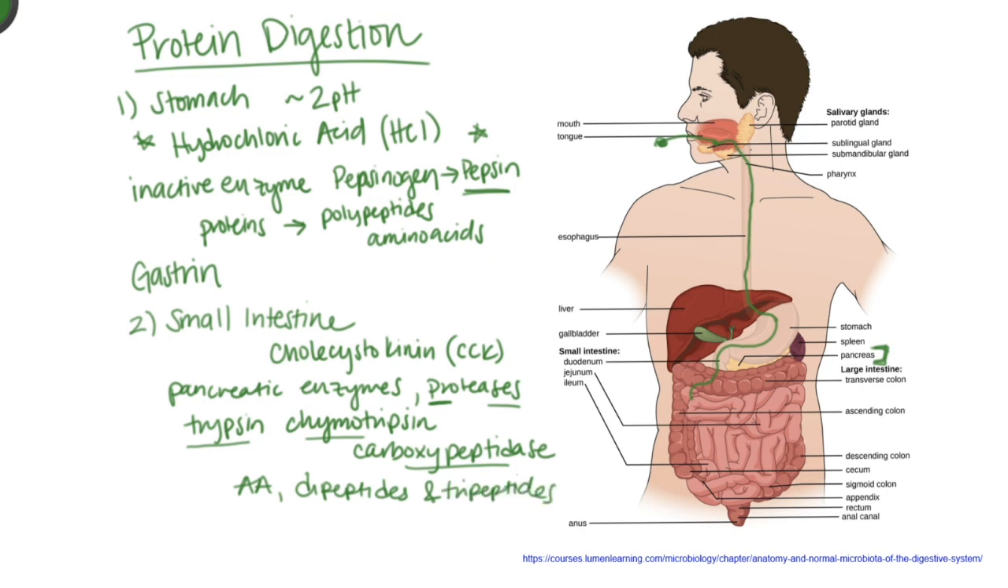So after we've done all of our protein breakdown through the stomach and the small intestine, then we're going to start to see absorption of that mix of amino acids, dipeptides, and tripeptides. This is going to take place in the small intestine, and it's going to be a mix of active transport and facilitated diffusion.